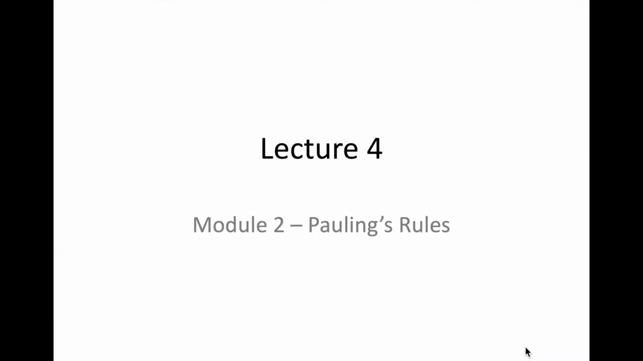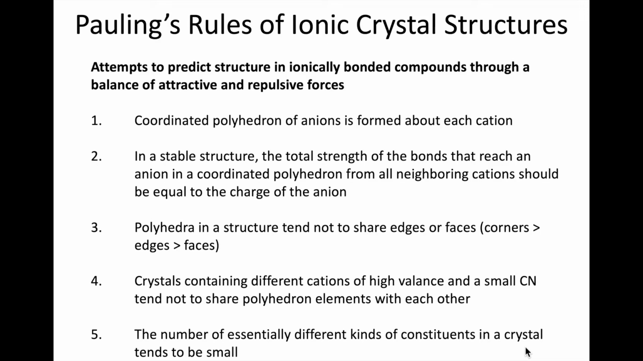All right, so in this module, we're going to talk about what's called Pauling's rules. These allow us to predict the structure of ionically bonded materials. So let's go ahead and get to those rules. All right, so here's a summary, and then we'll talk more in detail about each one of them. But the idea is this is an attempt to try to predict these structures.